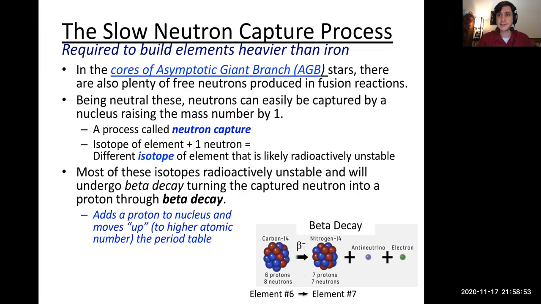So with this process of adding a neutron via neutron capture, then undergoing a radioactive decay, a beta decay, adds a proton to the nucleus. So we've moved up 1 on the periodic table. A more massive element is made. We have created a heavier element via neutron capture nucleosynthesis.